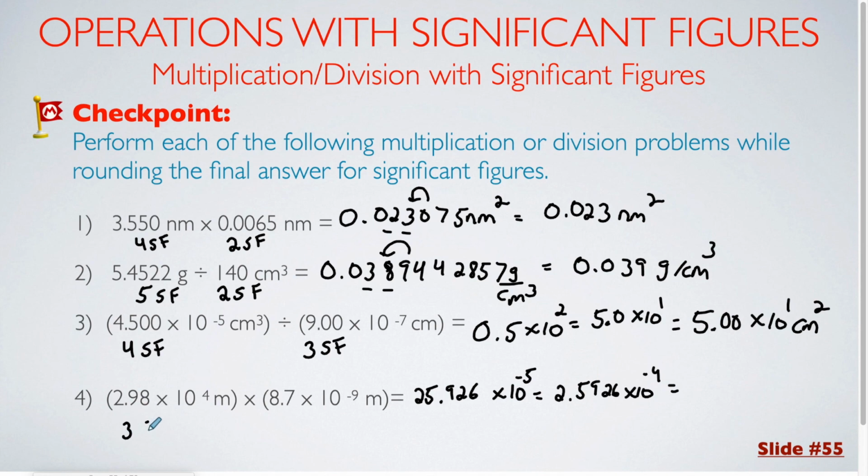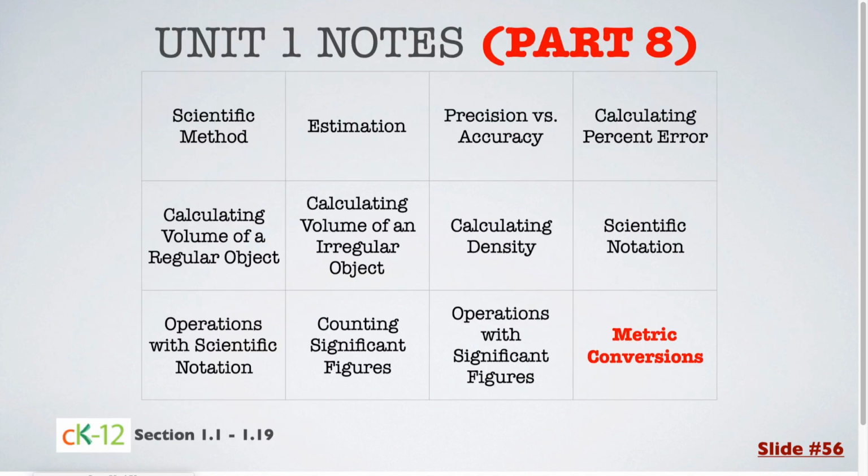This has 3 significant figures. There's no zeros, so all 3 of them count. This one has 2. So we're going to round this for 2 sig figs. That means I can keep the 2, I can keep the 5, the 9 is going to round up the 5. So 2.6 times 10 to the negative 4th power. Meters times meters is meters squared.